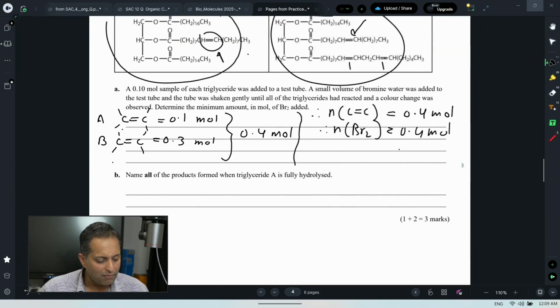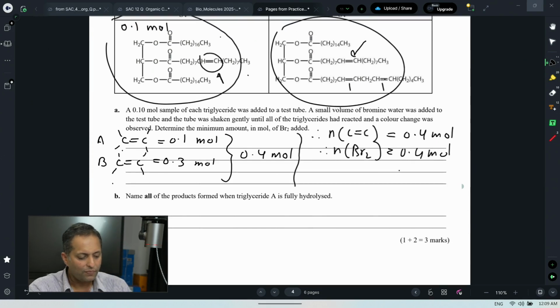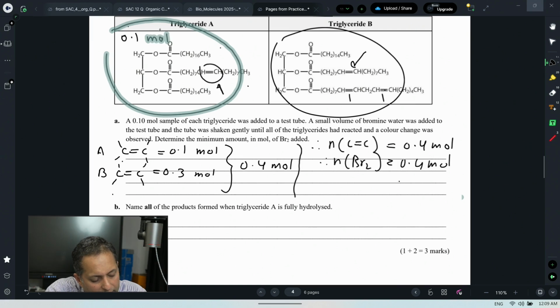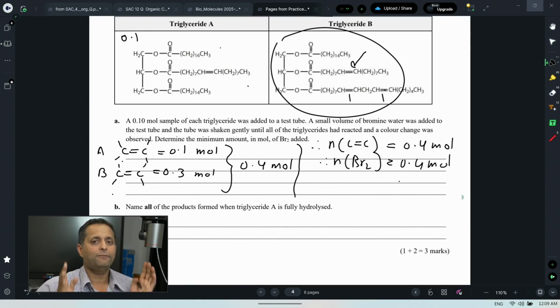Let's do: name all the products formed when triglyceride A is hydrolyzed. Good one. We'll spend a bit of time understanding how to hydrolyze this and how to identify the fatty acid part of this triglyceride. This triglyceride is made up of a glycerol and 3 fatty acids, and we are trying to identify what these fatty acids are. In order to do that, you need to look at the data booklet. Is that clear? So we need to look at the data booklet.